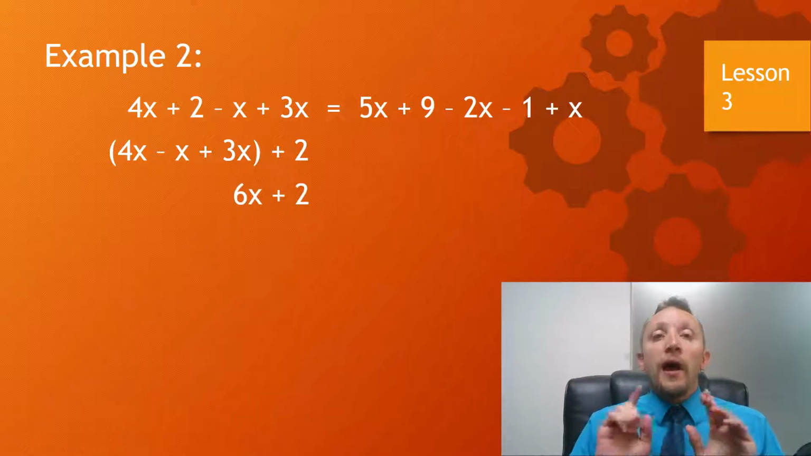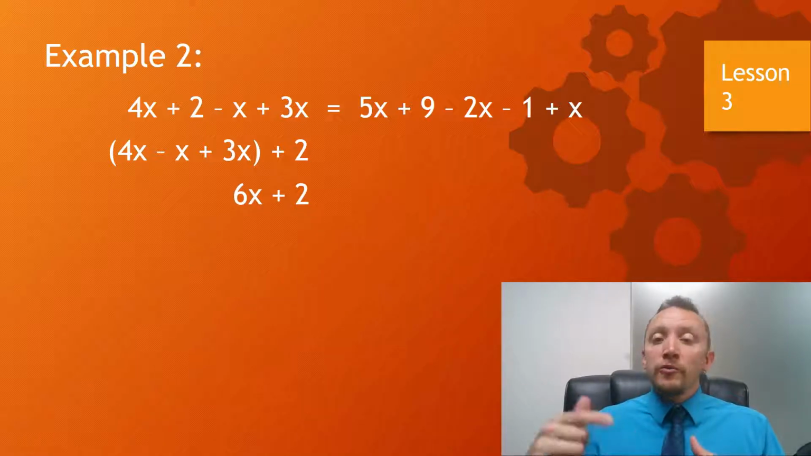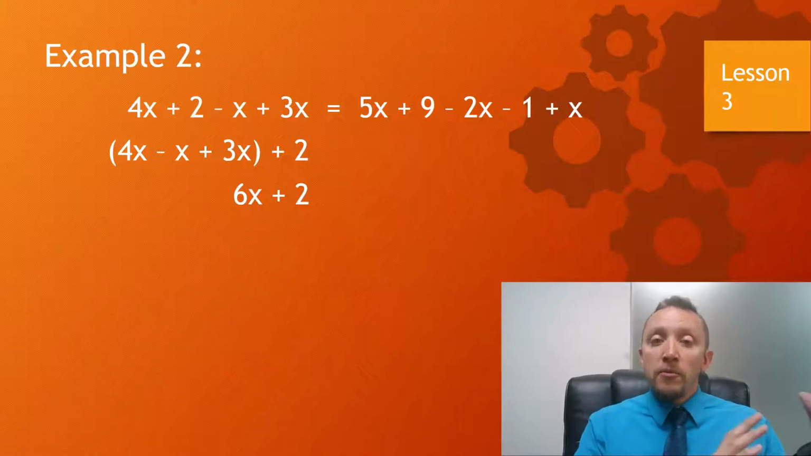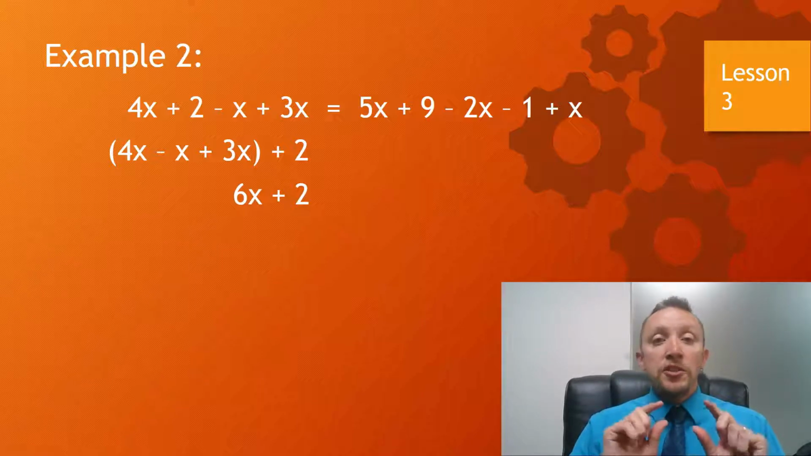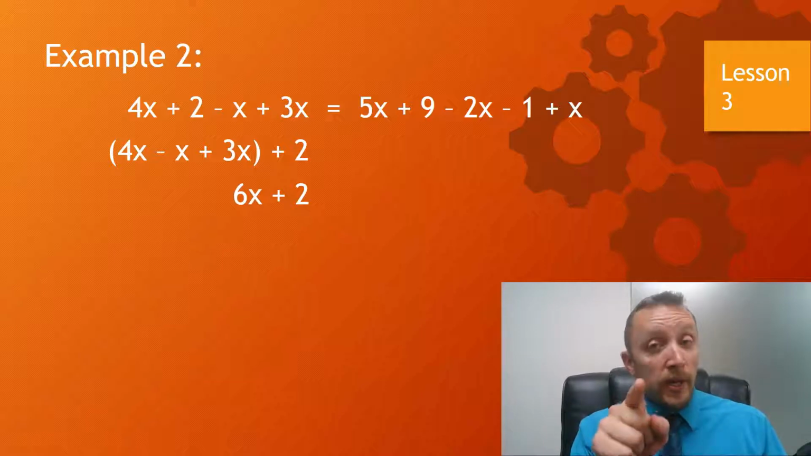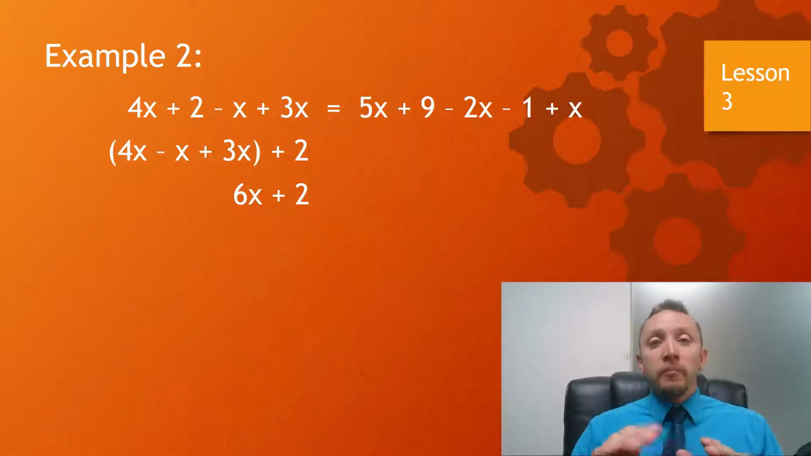Now, I want you to work through the right side. I want you right now to group together the variables on the right side and the numbers on the right side and simplify those. And then you can stop when you get to that point. So I want you to pause the video, and hit play when you're ready to check to see if you've done the right side correctly. Go.